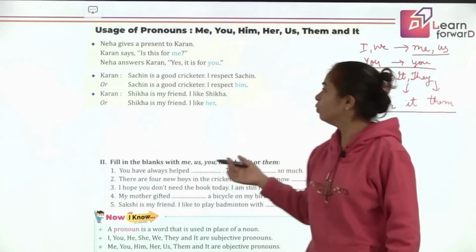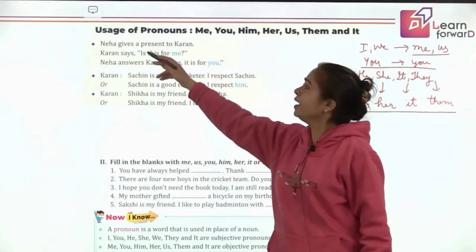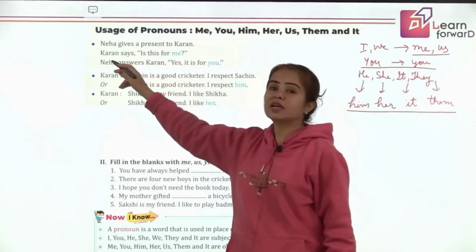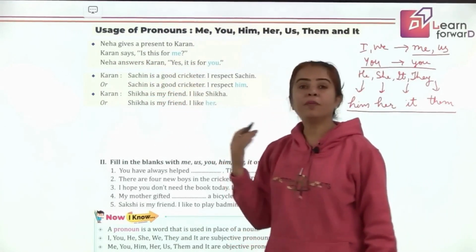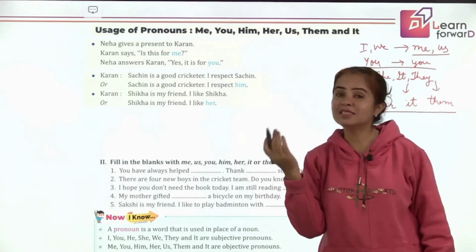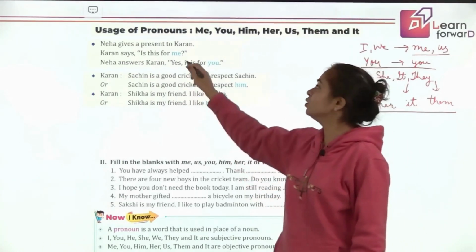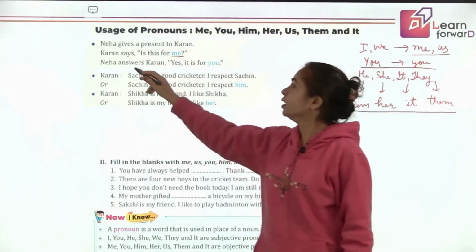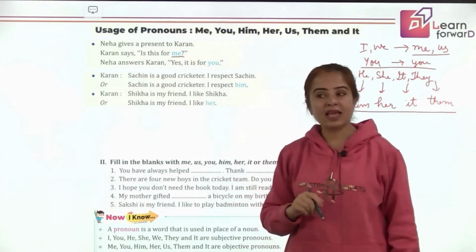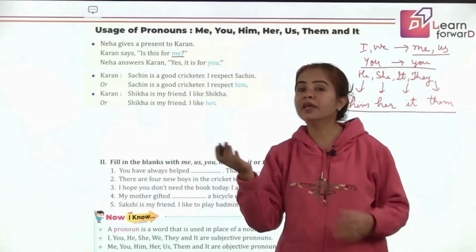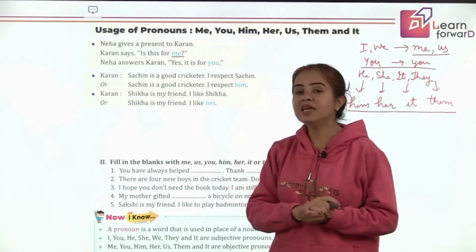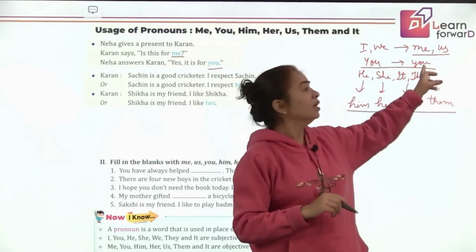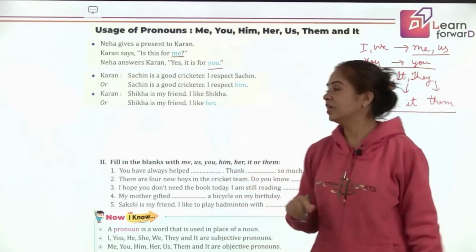Let's see how once again. Neha gives a present to Karan. So what does Karan say? Is this for me? Because he is receiving, he is getting it. So he is the receiver. So this is the objective case. Neha answers Karan, yes, it is for you. So again, Karan is the receiver. He is receiving it. So he is the object. So it remains you in objective case also.